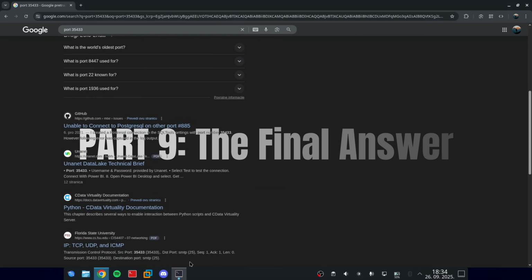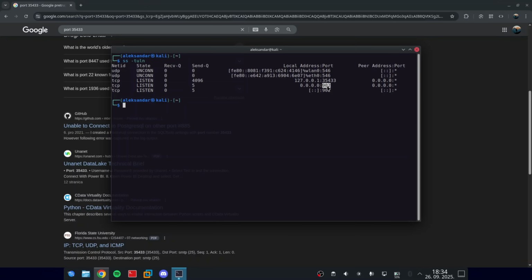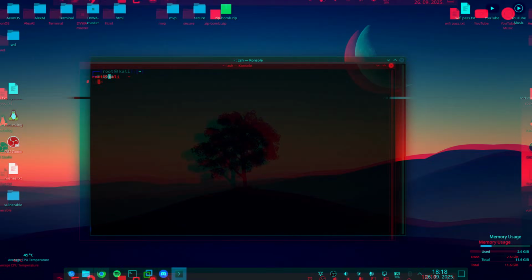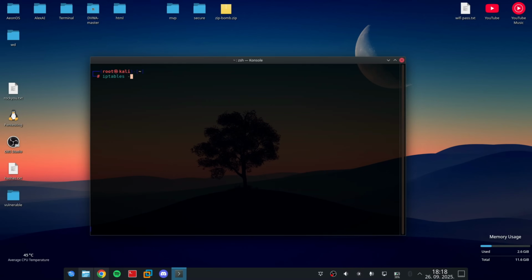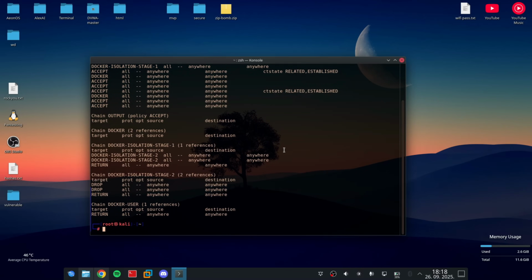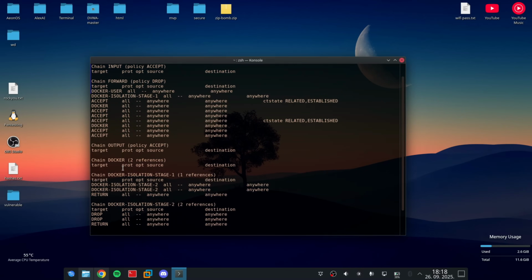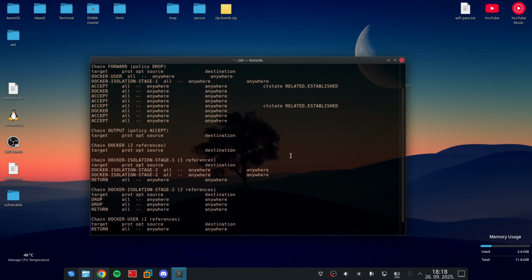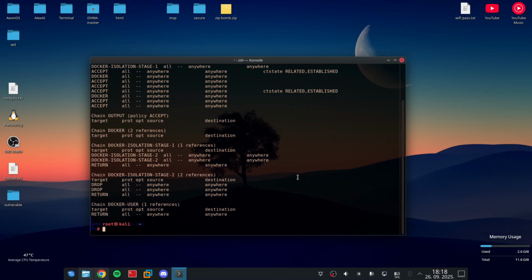Part number 9. The final answer. So, back to the question. If Linux is open source, doesn't that make it easier to hack? The answer is no. In fact, it's the opposite. Because it's open, vulnerabilities are found faster, fixed faster, and tested by a global community. Closed source hides the problems, sometimes for years, and relies on the company to fix everything. That's why supercomputers, web servers, cloud providers, and cybersecurity experts overwhelmingly choose Linux.